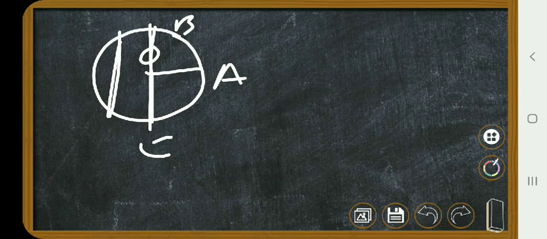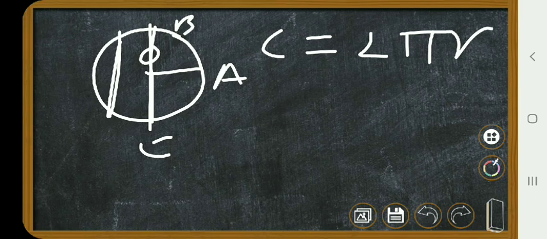Now the formula to find the circumference of a circle is 2 pi r. This is how this 42nd example is, practice set 42. Hope you have understood this.